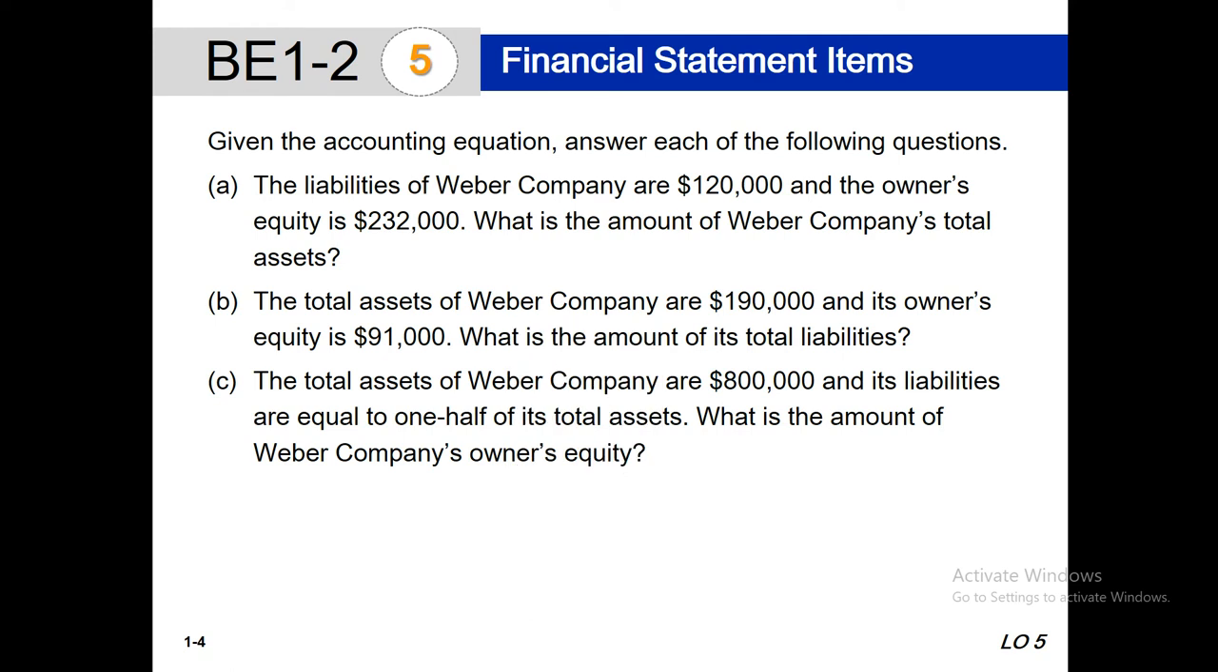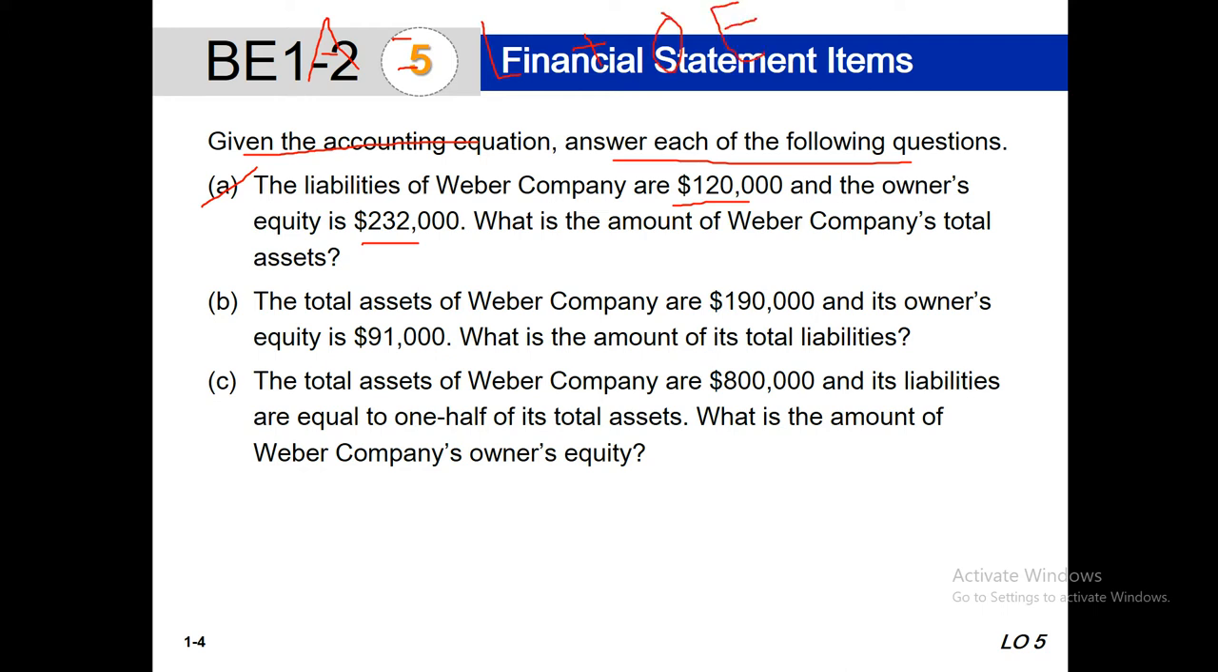Given the accounting equation, answer each of the following questions. We have three questions here. A. The liabilities of Weber Company are this figure and the owner's equity is this figure. What is the amount of Weber Company's total assets? We know the basic accounting equation: assets equal liabilities plus owner's equity.